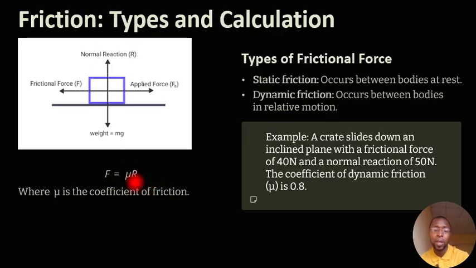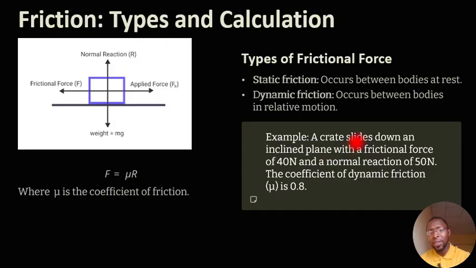Just multiply them. In the case where you have to find normal reaction and you are given frictional force and coefficient of friction, all you need to do is to divide frictional force by the coefficient of friction. And lastly, if you have to find coefficient of friction and you are given frictional force and normal reaction, all you need to do is to divide the frictional force by normal reaction. So any of them, okay, let's say a typical example now.